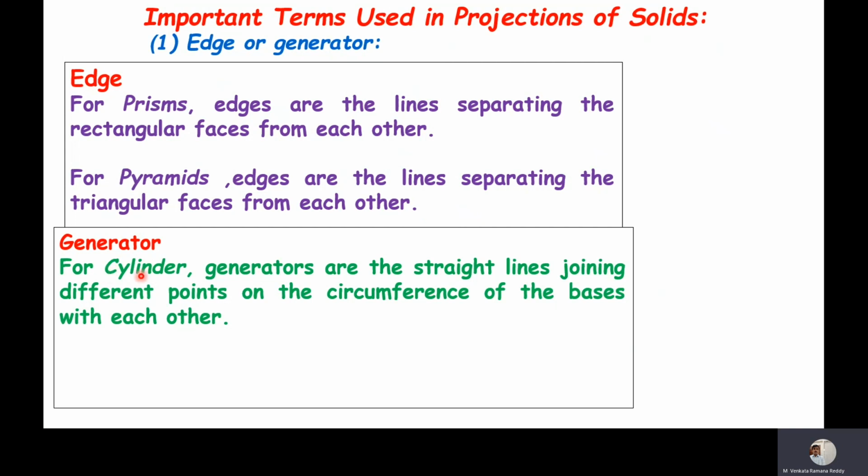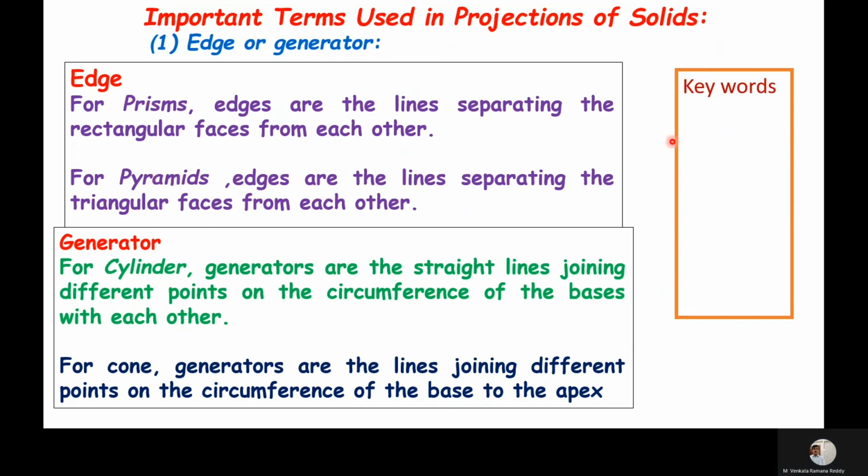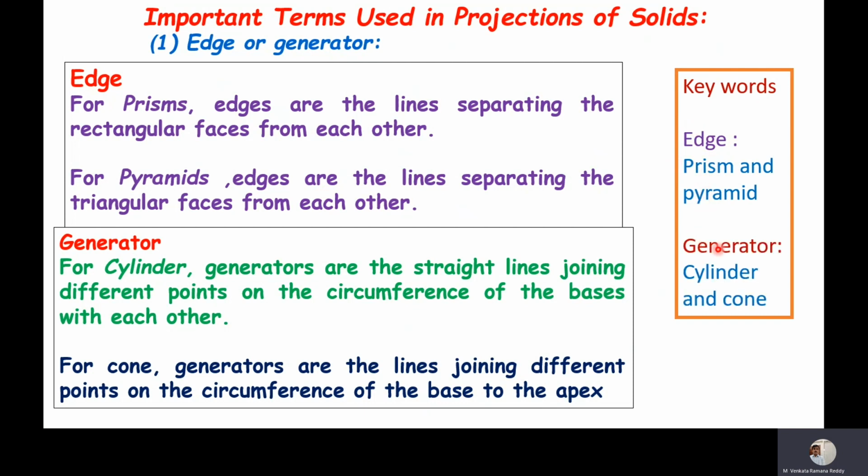Then generator. For a cylinder, generators are the straight lines joining different points on the circumference of the bases with each other. And for a cone, generators are the lines joining different points on the circumference of the base to the apex. That is, generator is the term used in cylinder and cone, and edge is the term used in prism and pyramid.